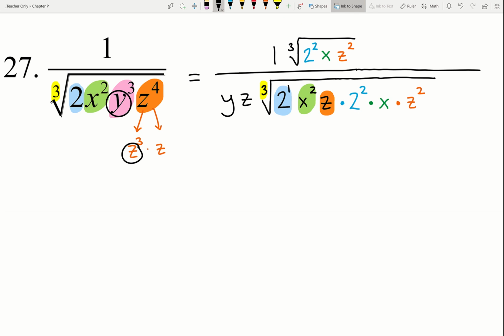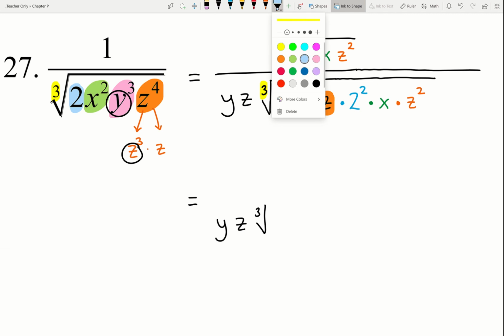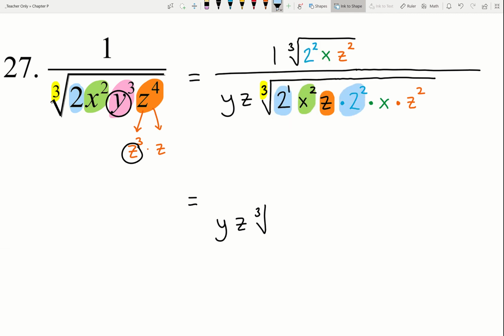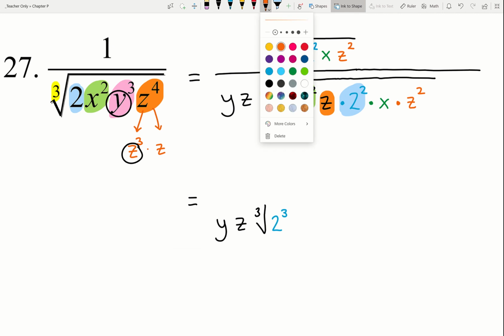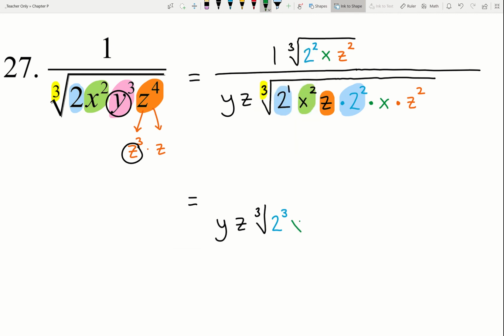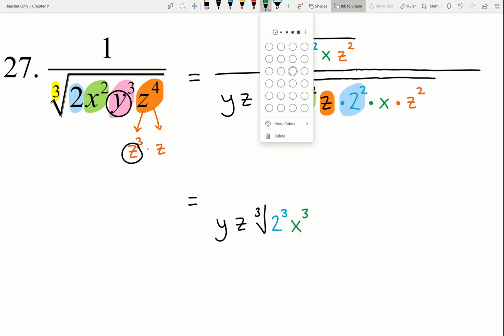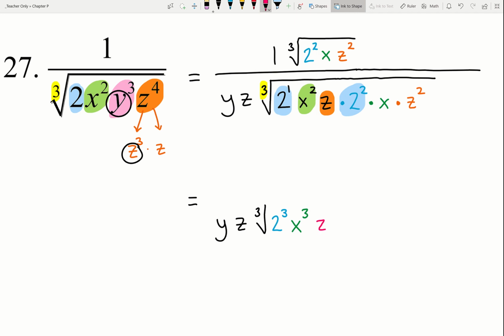So we're going to keep track of everything. So when we write our next line here, in the denominator, we're going to have the following, right? We already had the y and the z from out front. But now we have the cube root of, taking a look, we've got our 2's, right? We brought the 2 up to a power of 3, so we'll say that, 2 to the third. And then we brought our x up to the power of 3, so we'll say x to the third. And finally our z, we brought that up to the power of 3, so we'll say z to the third. Okay, just doing this nice and slow so that we don't lose anybody.